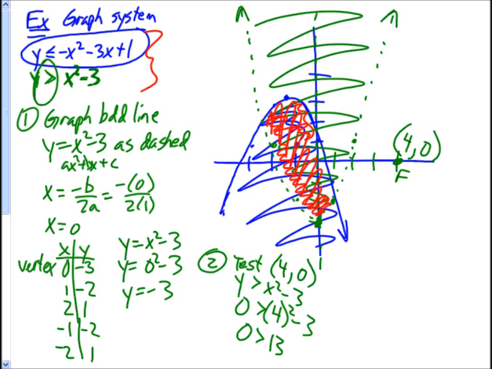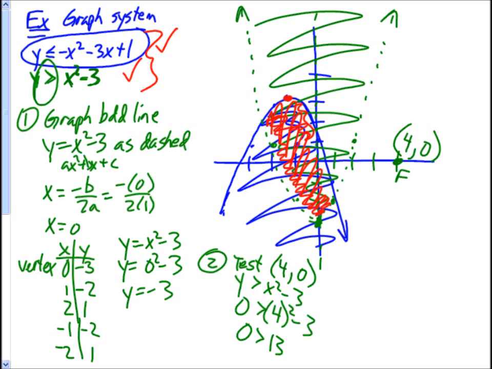And then the question becomes, well, do I include the points on a solid line? Like this vertex right there, is that a solution? Yes, because it's on a solid line. In other words, it works for the blue one, but it also works for the green one. You see how that's inside the green portion there as well?